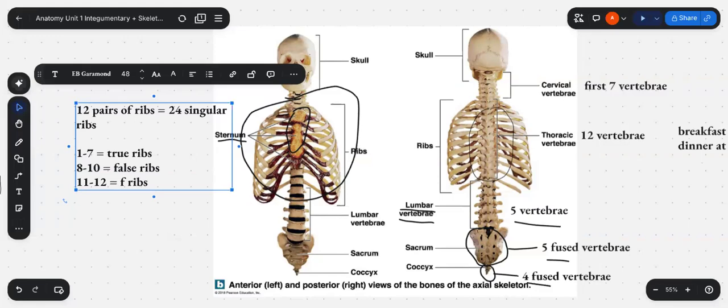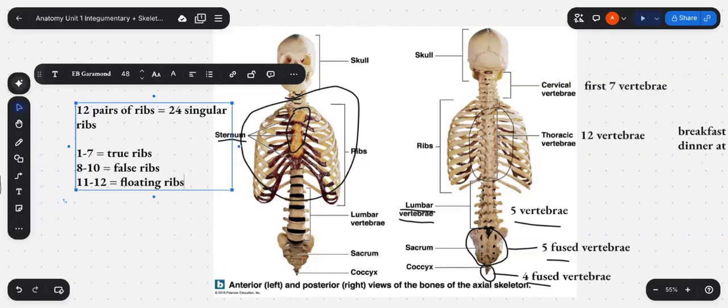Oh, sorry. I wrote false, but I meant floating. Floating ribs. These are floating. They're kind of just suspended in space, not really able to touch everything. So again, 1 through 7, true ribs; 8 to 10, false ribs; and then 11 to 12 are floating ribs.